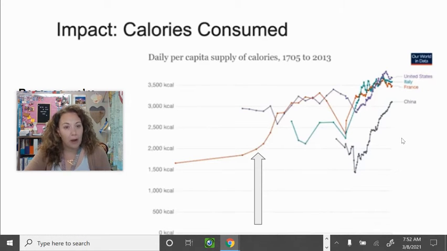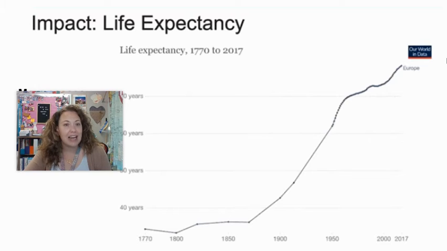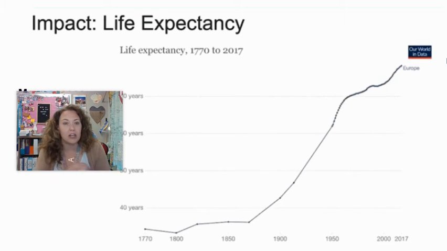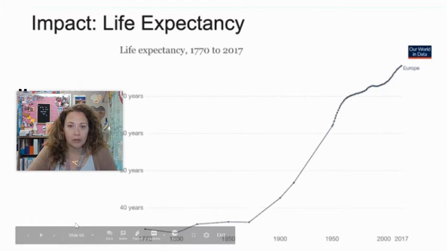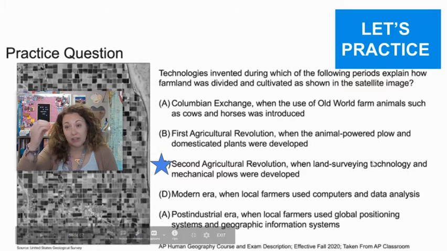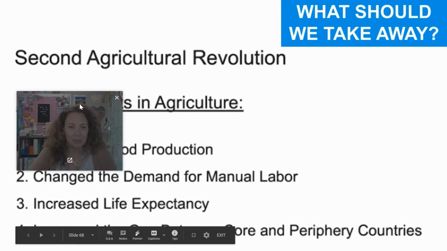So there was maybe a drought or some sort of pestilence that came in to disrupt the crop for that season. Okay. Obviously, as a result, because we can eat more, even though it sounds counterproductive, because we know, especially in America, we eat things that kill us, but whatever, it tasted good. But here, the life expectancy has just increased because overall in the world, we're getting more food. Okay. Technologies invented during which of the following periods explain how farmland was divided and cultivated, shown in the satellite image. Again, you'll want to pause and you can do these questions on your own.